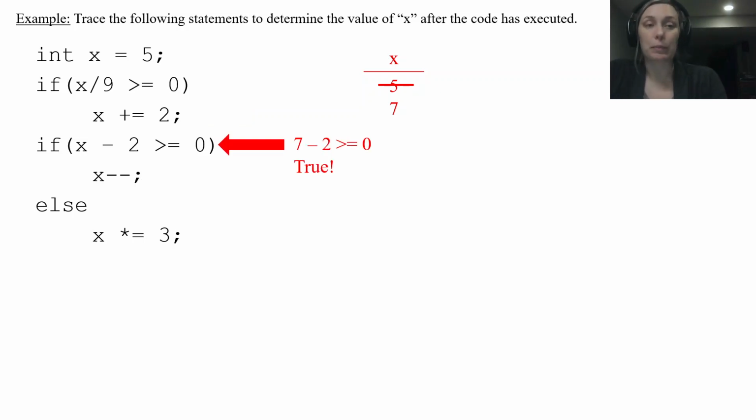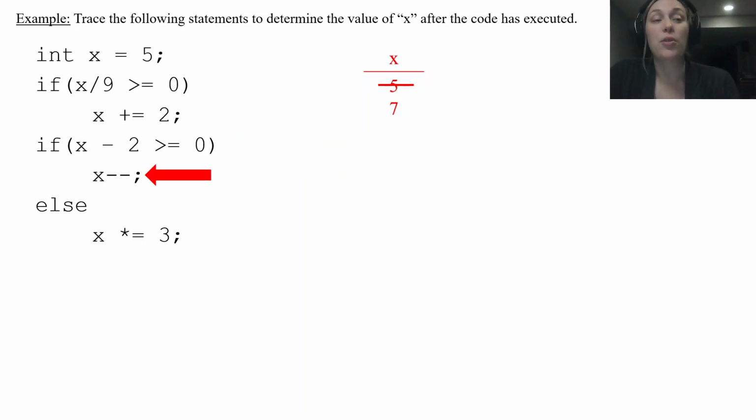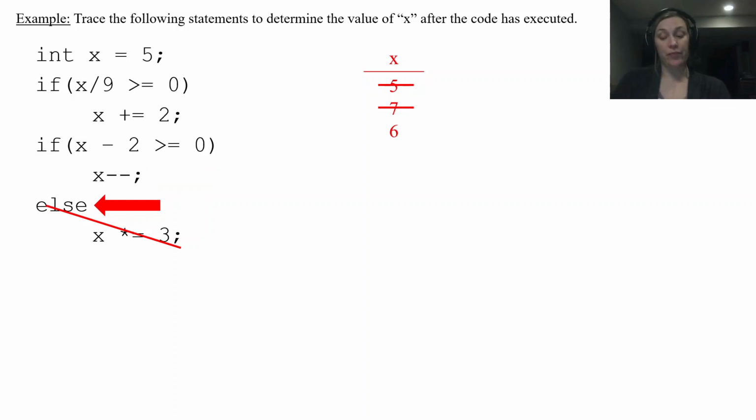The next question. Is 7 minus 2 greater than or equal to 0? That is true. So that if statement, because it's true, that block of code runs. X gets 1 subtracted from it. And the else statement gets skipped because the if block was true. So at the very end, the value of x is going to be 6.